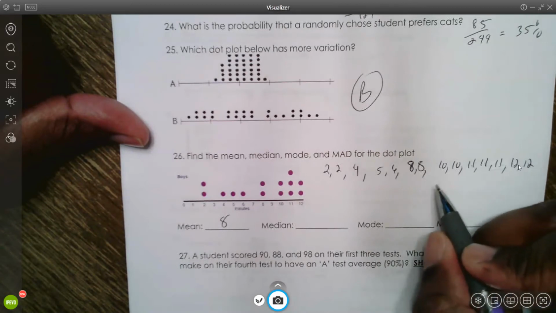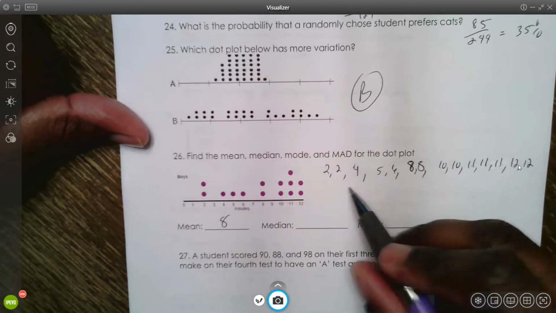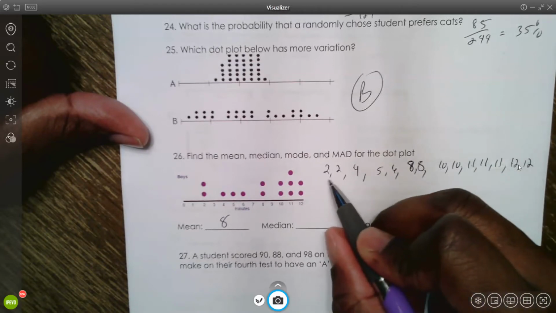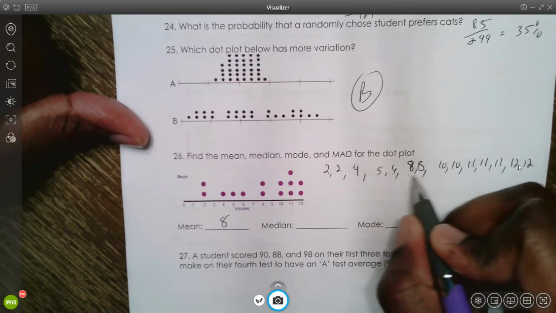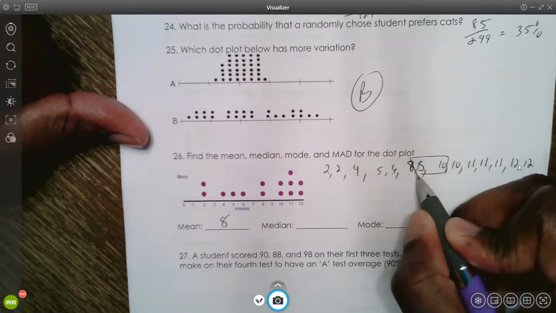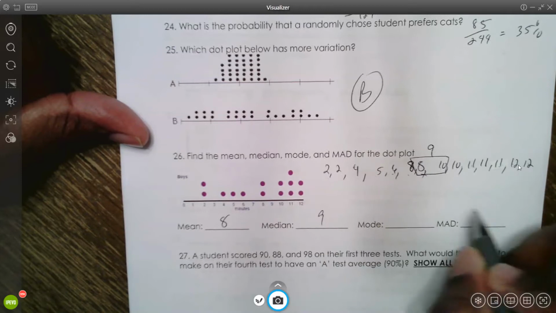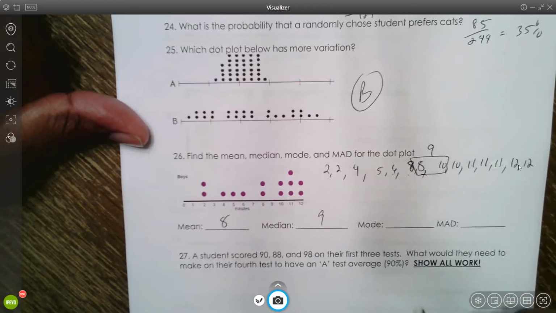My median should be the middle of all this. So if I got 14 of them, that means it's going to have an even number. So I got to find 1, 2, 3, 4, 5, 6, 7. So these two together give me my median, and that would be 9. So my median is 9, because halfway between that is 9.